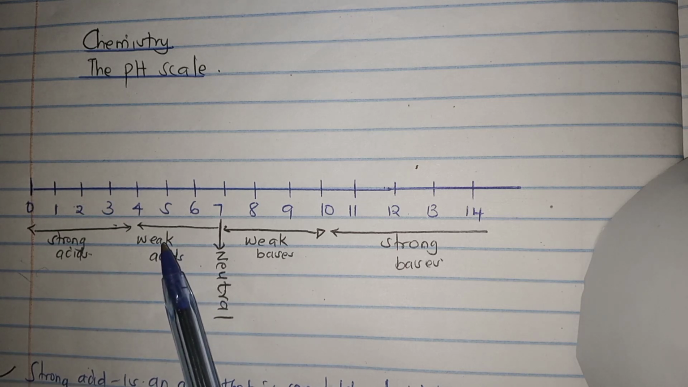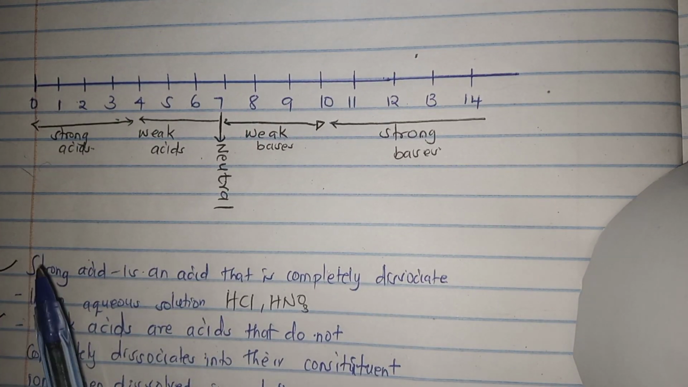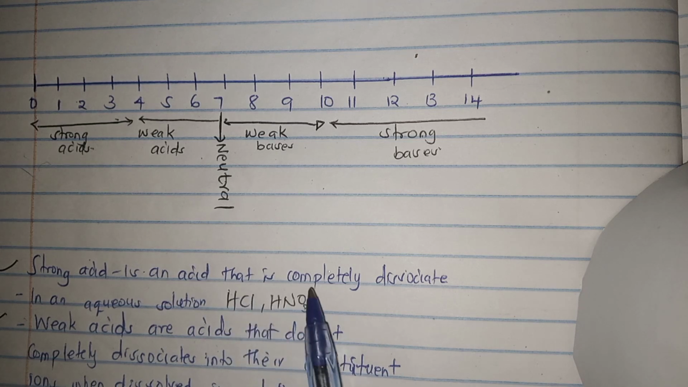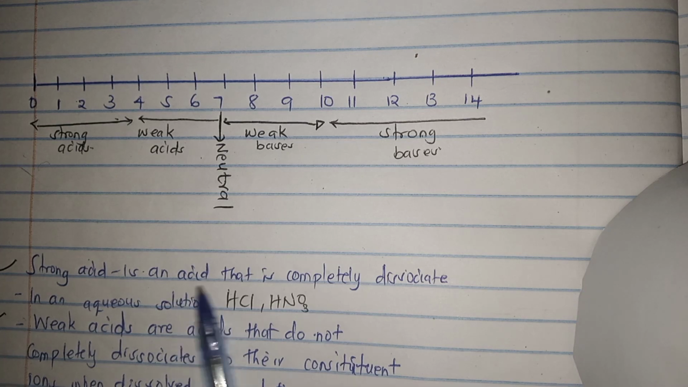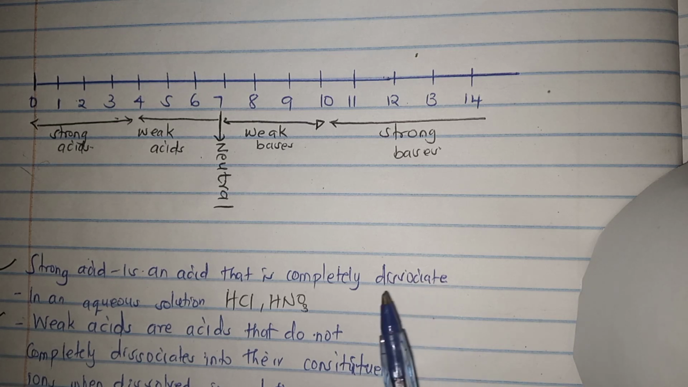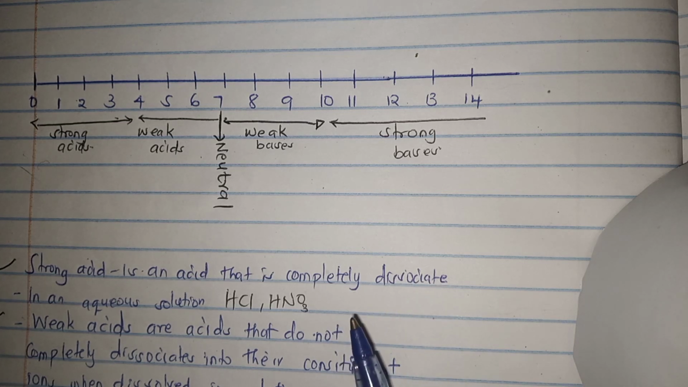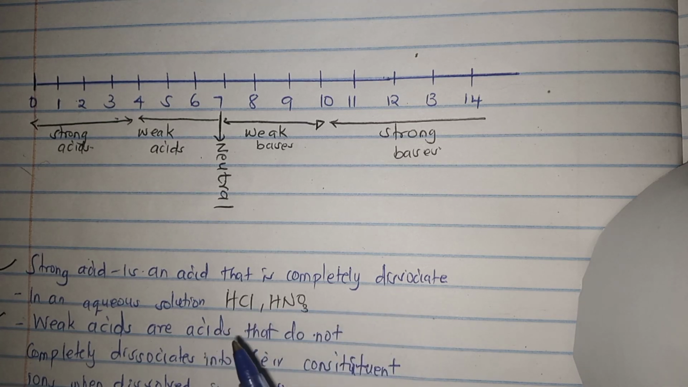So I want to take you through what is this strong acid and what is this weak acid, or what distinguishes strong acids from weak acids. So let me take you through strong acids. A strong acid is an acid that completely dissociates in aqueous solution. What is this dissociation here? To dissociate means that it splits into smaller atoms, or it splits into small ions. This is now the strong acid.